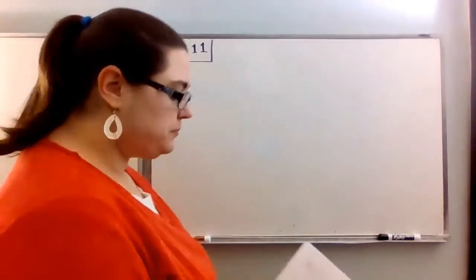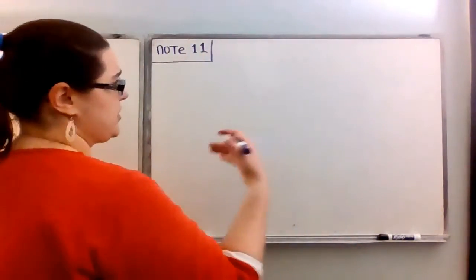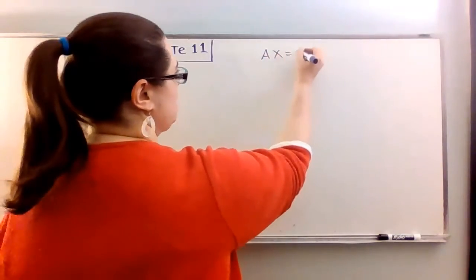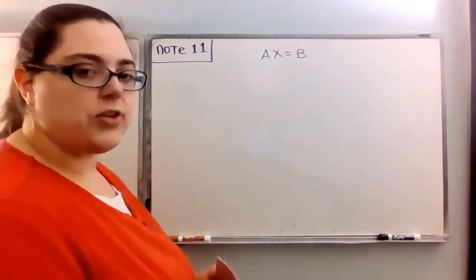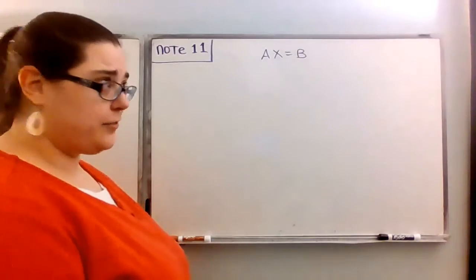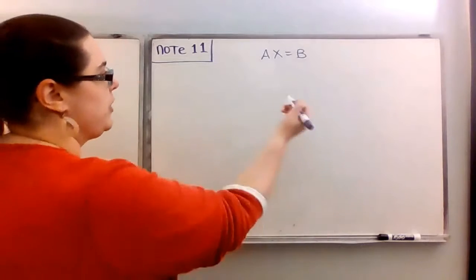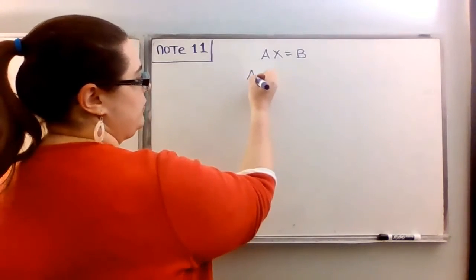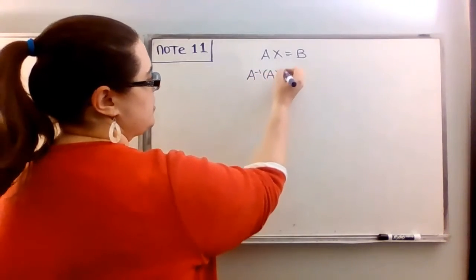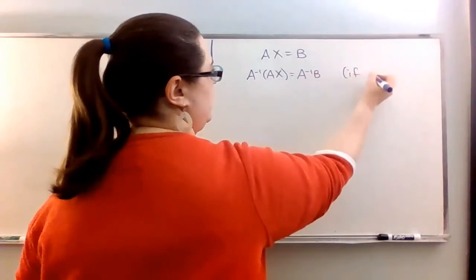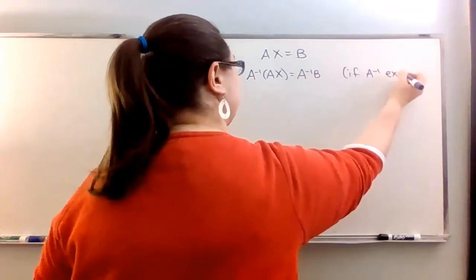So note 11 says, suppose I have a system of linear equations that's given by Ax = b. And we saw earlier, if A has an inverse, then we can multiply both sides of this equation by the inverse. So A inverse times Ax is equal to A inverse times b, if A inverse exists.